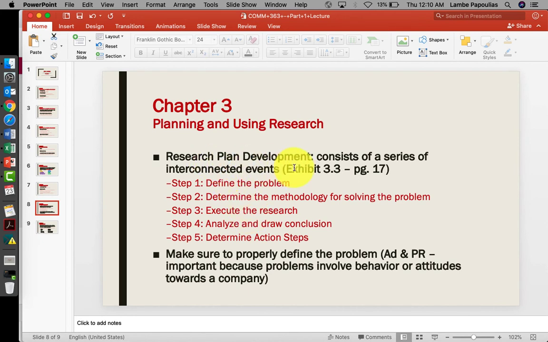When you're looking at your research plan development, this consists of a series of interconnected events. Take a look at Exhibit 3.3 on page 17. Step one, define the problem. What is the problem that you're trying to solve? Step two, determine the methodology of solving the problem. Step three, execute the research. Now that you know where you want to go, you can execute the research. Step four, analyze and then draw conclusions. And finally, step five, determine your action steps. So make sure to properly define the problem. In advertising and PR, this is important because problems involve behavior or attitudes towards a company. So keep that in mind as well.